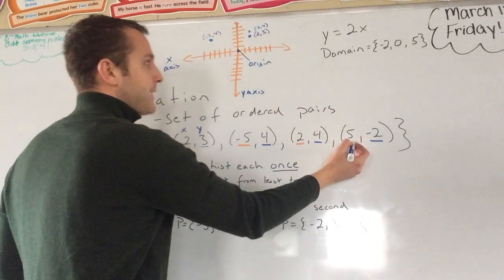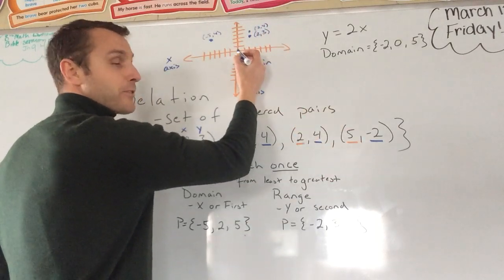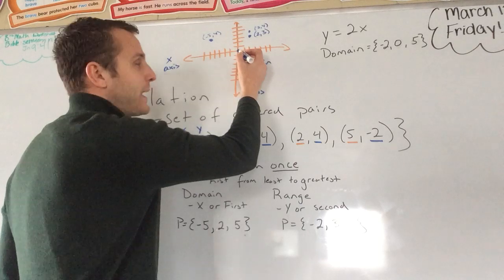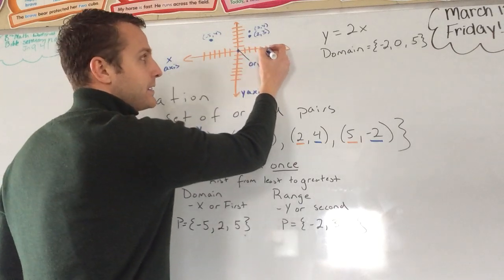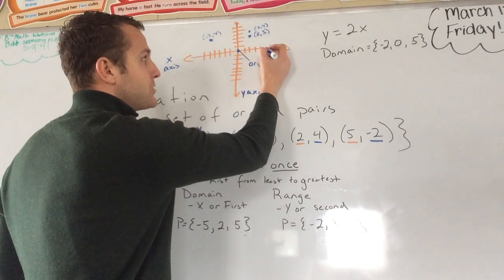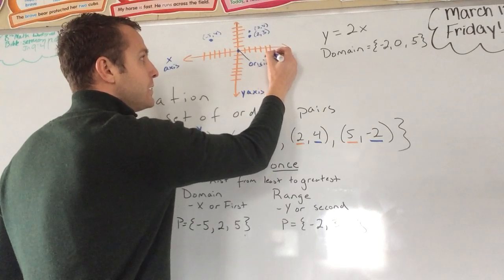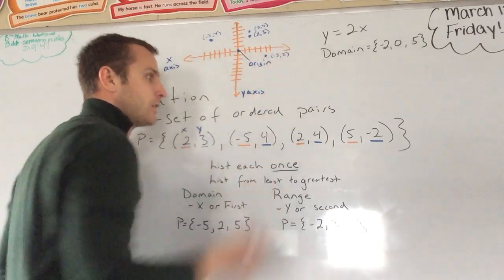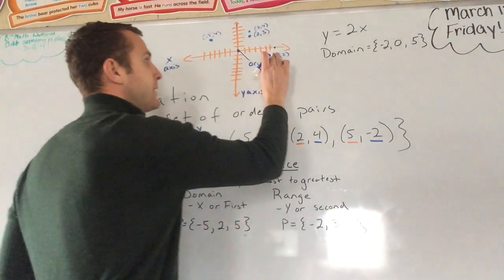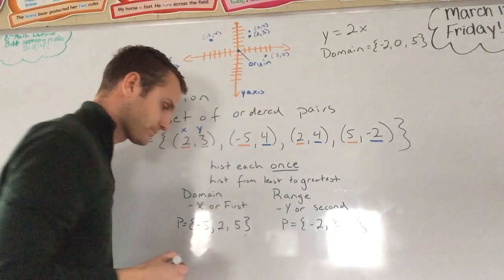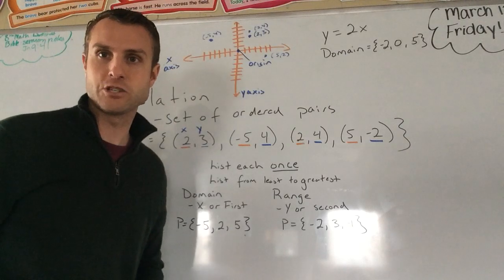My last one, 5, negative 2. I start at the origin. My first number, I go right since it's positive. And then negative y means I go down 2. So this is 5, negative 2. That is how I graph a relation.